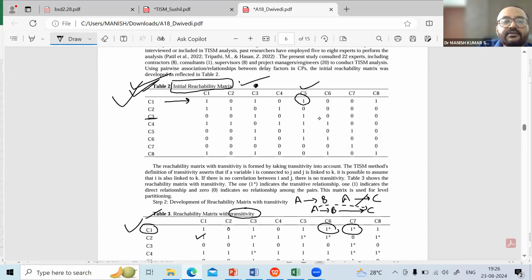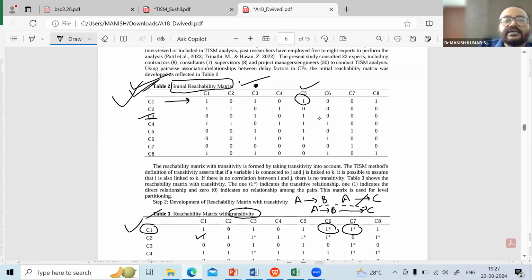Now, C1 to C1, no need to see. Where there is a 0, no need to see. Where there is a relationship, then we will start. So C1 is impacting C3, and we will check C3 is impacting C5. But C7? No, C3 is not impacting C7. I am talking about C3. This is C3, na? C3 is not impacting C7. Sir, can you repeat this portion once again?